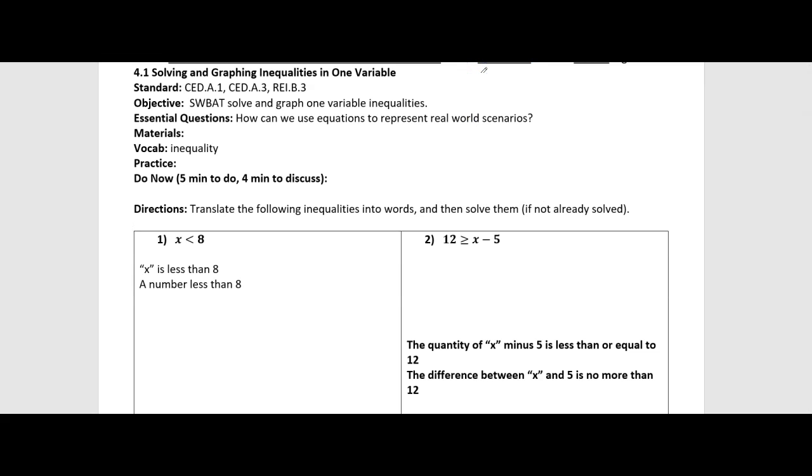So I'm going to get the x by itself. I'm going to add 5 to both sides. And I'm going to get x is less than or equal to 17.